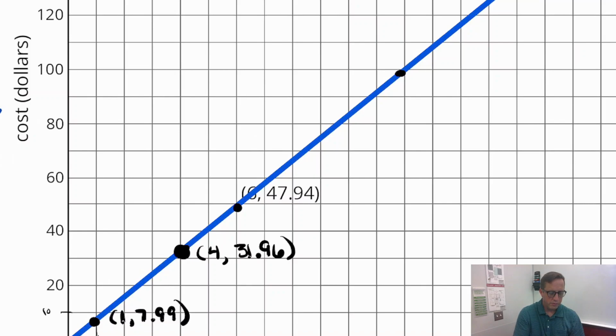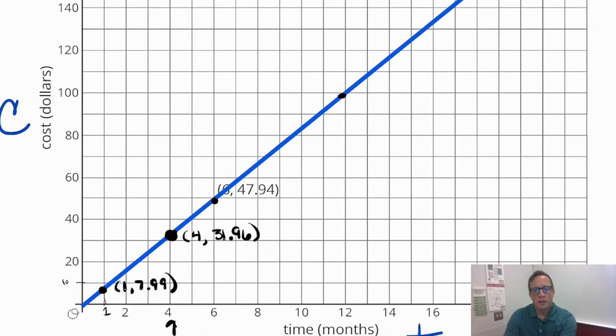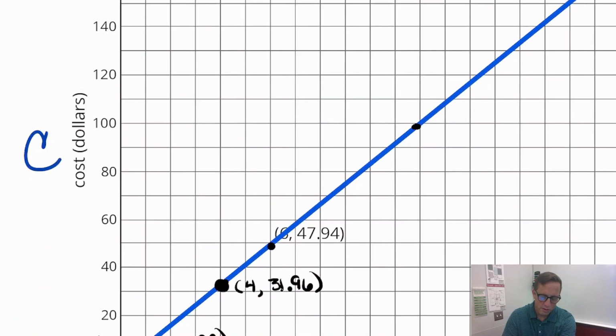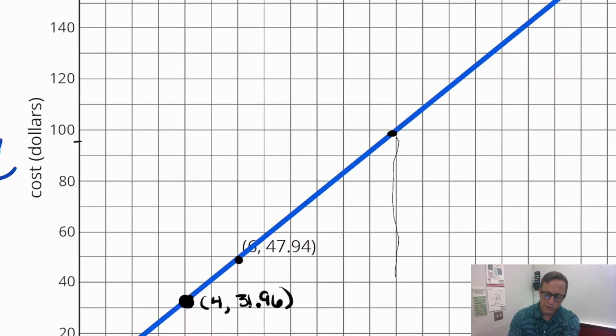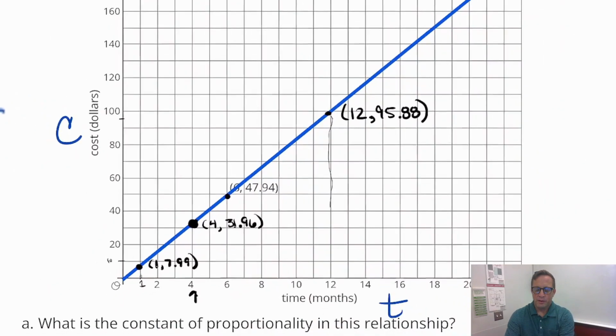$7.99 times 12 is $95.88. The graph is not perfect, but 95 should be right there. Here's where 12 is. It is what it is. I'll just put 12, comma 95.88. So there you go.